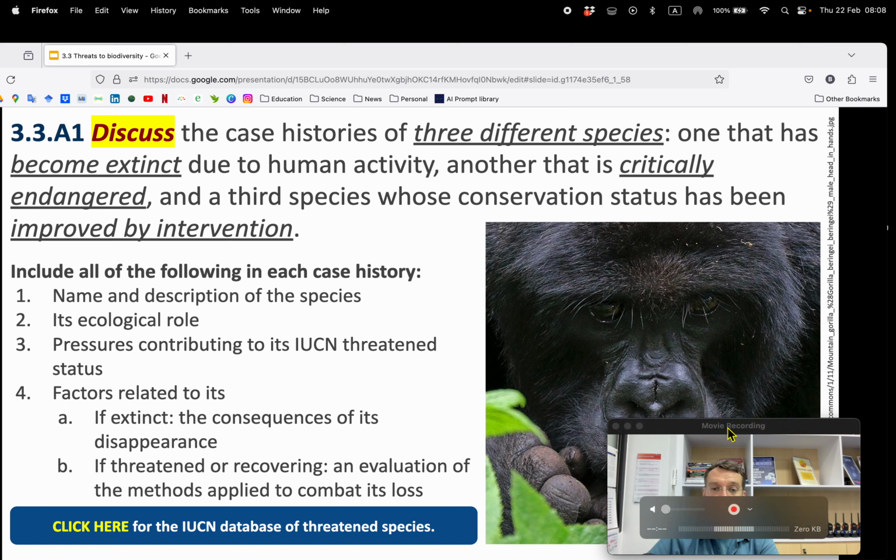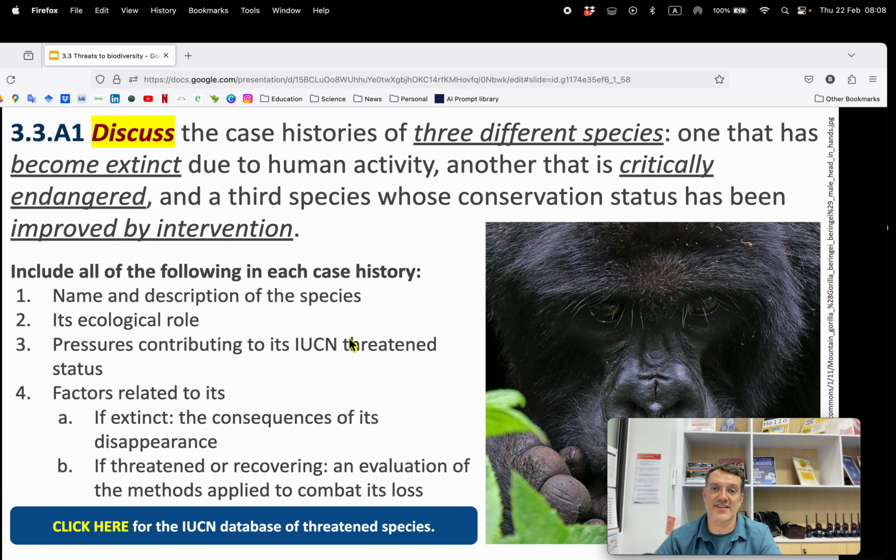One of the things you need to be able to do in ESS is discuss the case histories of 3 species. And I've got a few case studies on my website if you want to check out. You need one that is already extinct due to human activities. You need a second one that is currently critically endangered. And you need a third one that has previously been threatened, but whose status has improved due to conservation efforts.